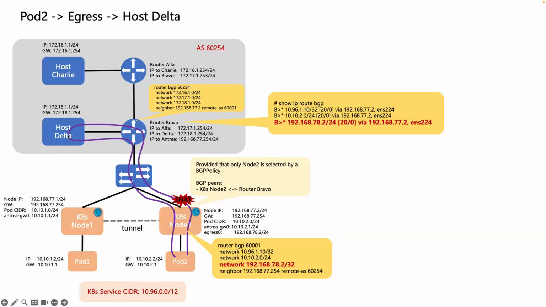Without BGP, we can see that if we don't have the route back to the 192 to this IP, it may be just forwarded to its default route and maybe dropped somewhere. But if we advertise the egress IP, then it knows where it should go. It will be forwarded back to node 2, then finally back to pod 2.